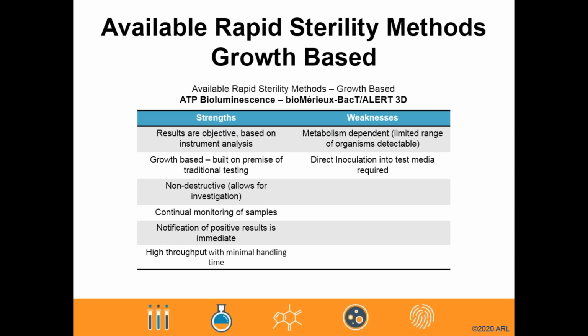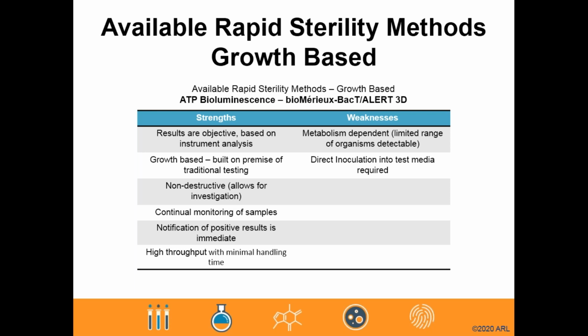On this slide, a list of strengths and weaknesses associated with the BacT/ALERT 3D system are shown. Again, like previous growth-based systems mentioned, the results produced by this equipment are instrument-generated, which eliminates the subjectivity associated with manual reads. This system is unique in that it offers continual monitoring. As mentioned previously, it reads every 10 minutes, which is extremely beneficial with respect to real-time results.